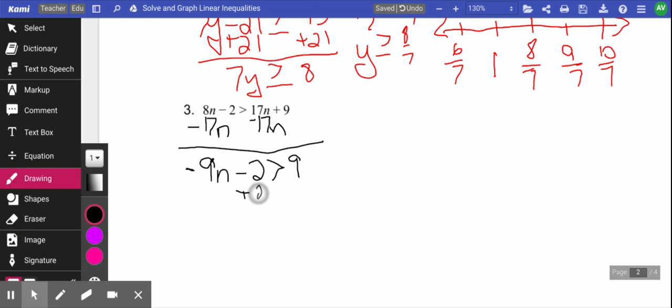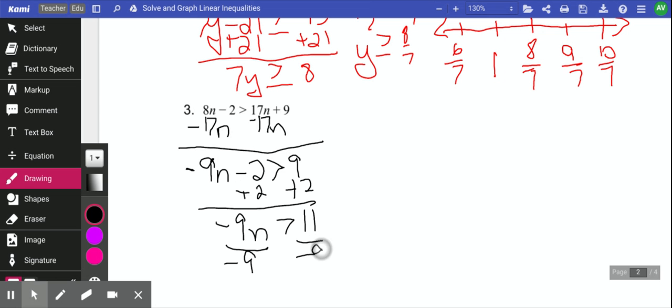And then I'm going to add 2 to both sides. Get negative 9n is greater than 11. Divide both sides by negative 9, and we have n is less than, I had to flip the sign, please notice that. This was greater than, now it's less than, because I divided by a negative number. Then over here I have negative 11/9.